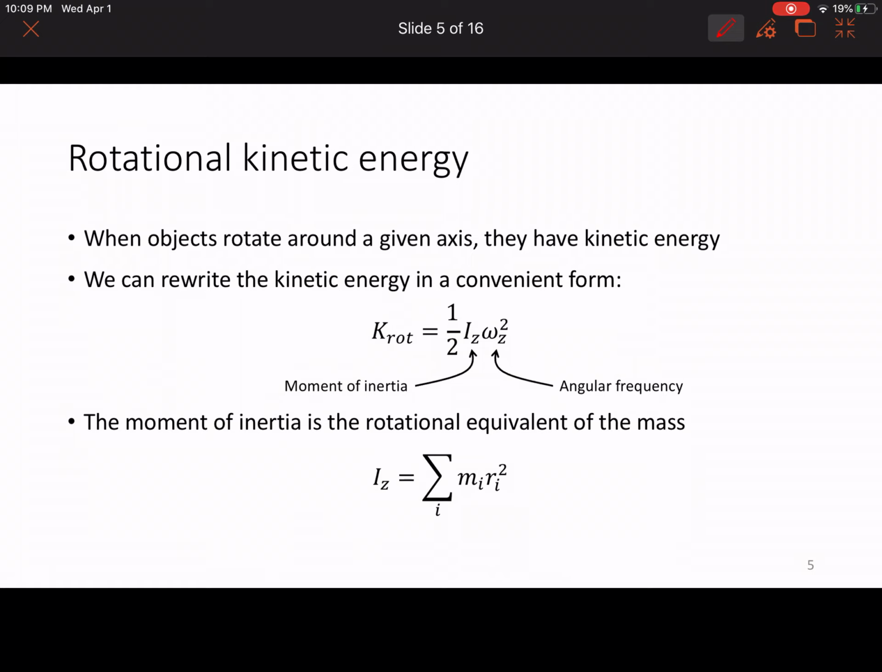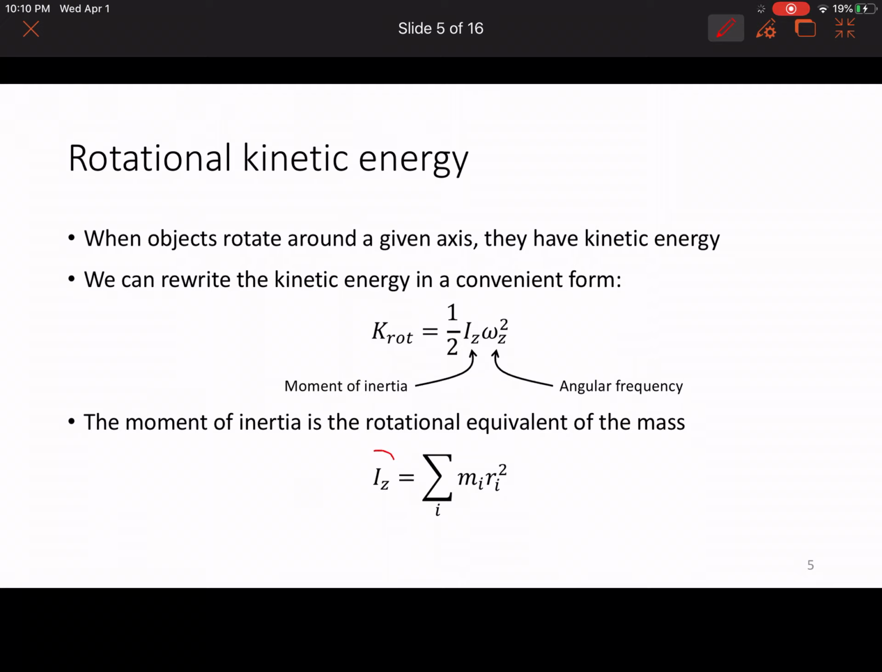So there you go. Rotating objects also have kinetic energy. I can write it pretty much analogous to translational motion as 1/2 I omega z squared. And the moment of inertia is the rotational equivalent of the mass. Now I want to emphasize that doesn't mean it is the mass. That's not a meaningful statement because, for example, the units are completely different.